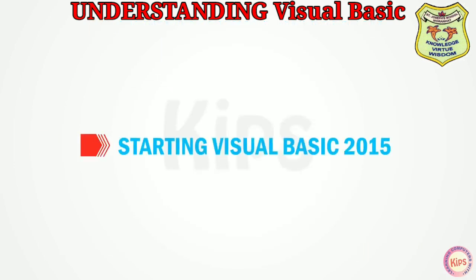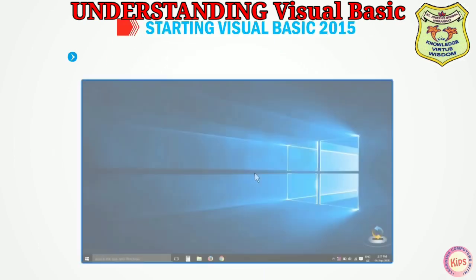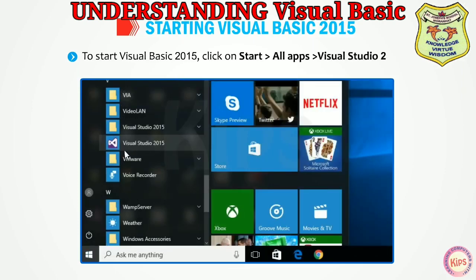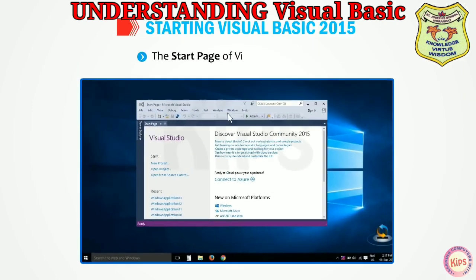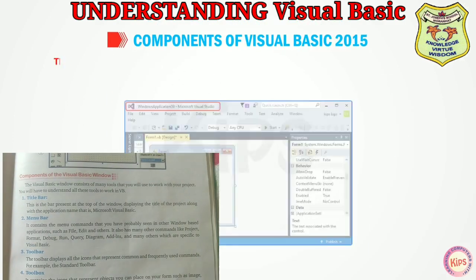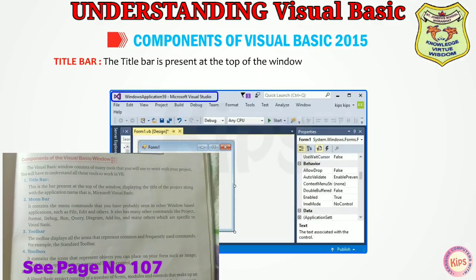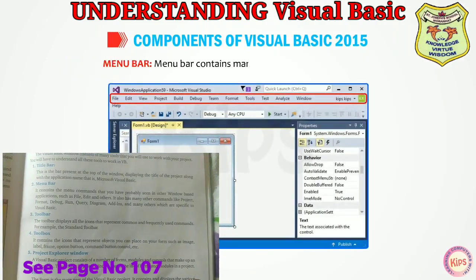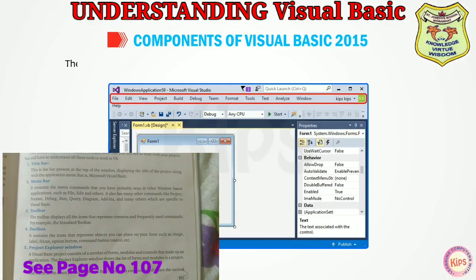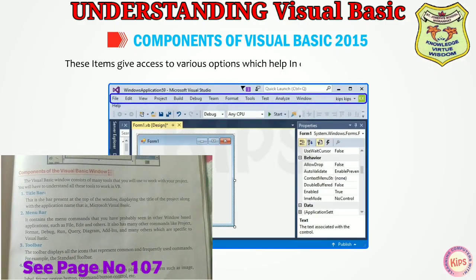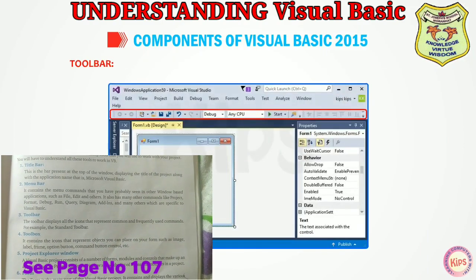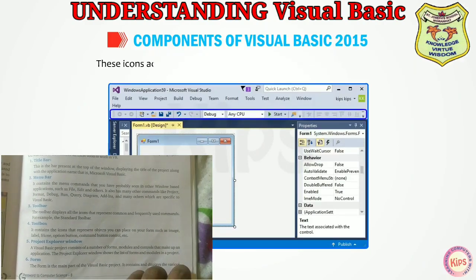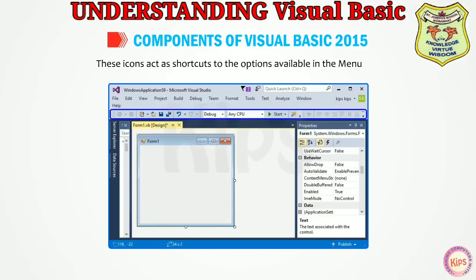Let us now learn how to start Visual Basic 2015. To start Visual Basic 2015, click on Start, then All Apps, then Visual Studio 2015. The start page of Visual Studio appears. Title bar. The title bar is present at the top of the window and displays the name of the currently opened project. Menu bar. Menu bar contains many menu items and sub-menus. These items give access to various options which help in developing the application. Toolbar. Toolbar contains icons that give access to frequently used menu items. These icons act as shortcuts to the options available in the menu bar.